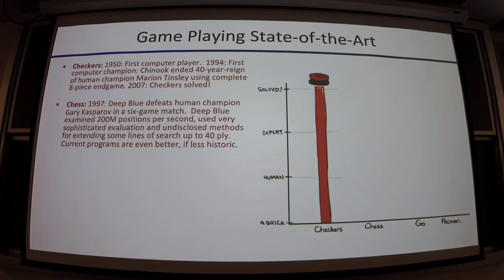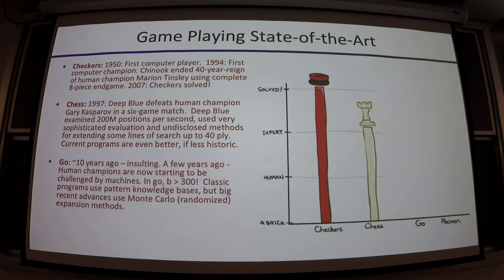Checkers, solved. Chess. We talked about this a little bit, right? 1997, Deep Blue beat Kasparov. And it did so by examining 200 million potential positions per second using really sophisticated and undisclosed, thanks IBM, methods for searching up to 45, which we'll talk about in a little bit. Current programs are much, much better. Not solved, though. We don't really know whether you can guarantee a win or not. A lot of people suspect that you can guarantee a draw, but this hasn't been proved. Okay, not solved.